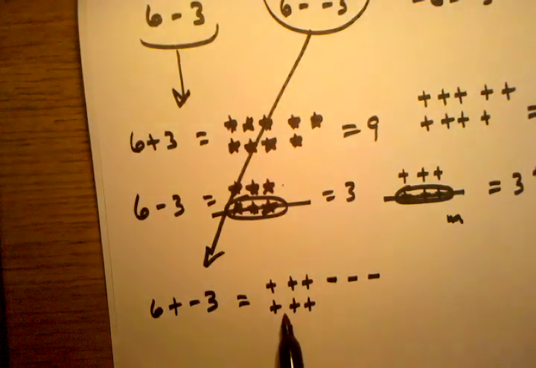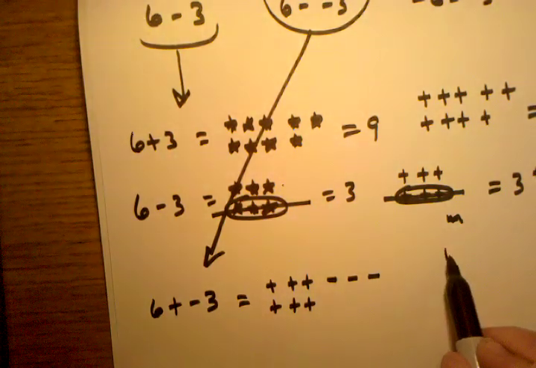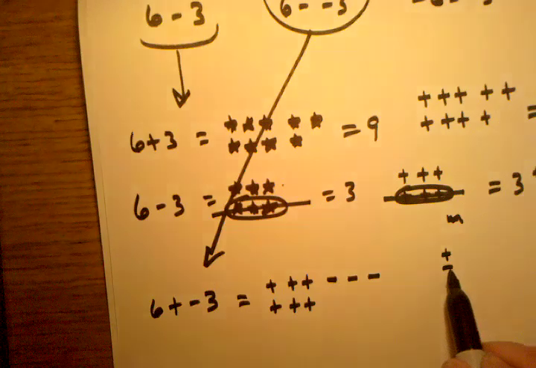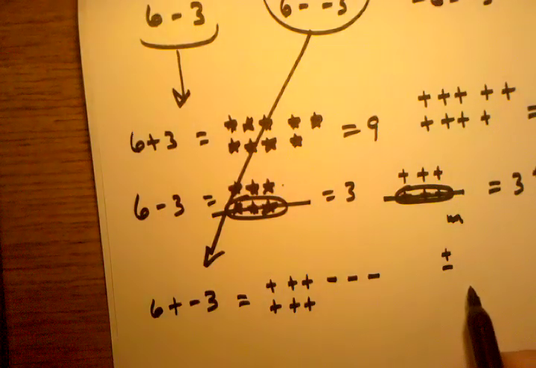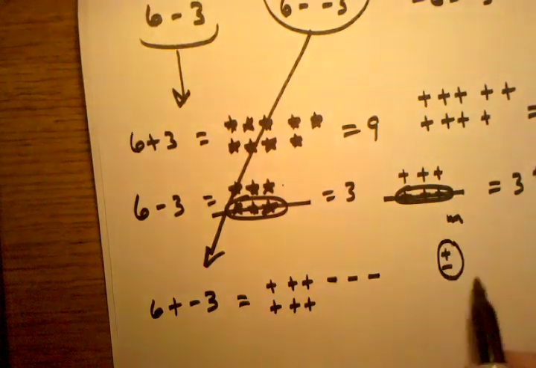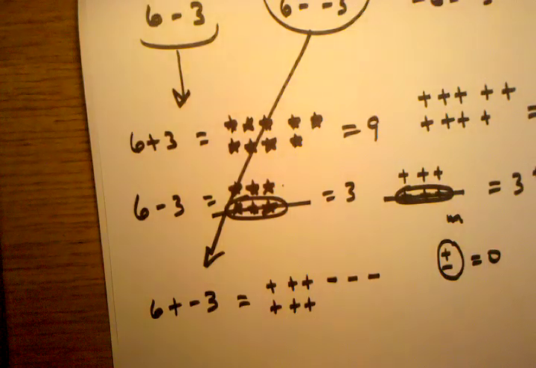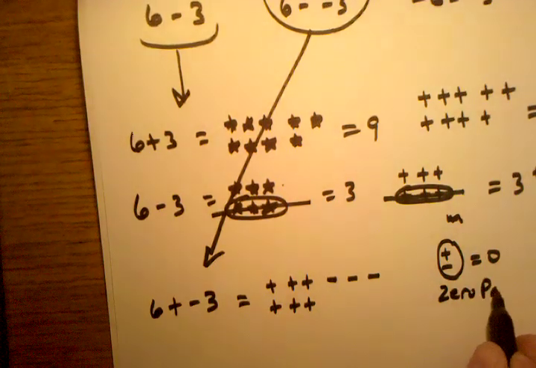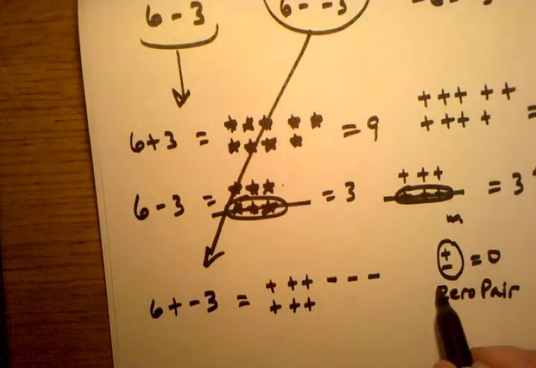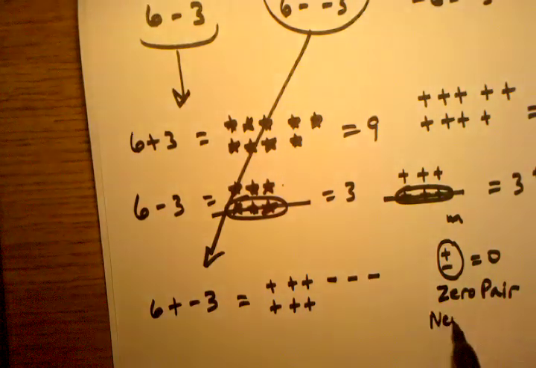Now, one thing about positive and negative signs is that whenever you have one positive sign and one negative sign together, this is the same thing as a positive 1 and a negative 1, which equals 0. Every positive sign put together with a negative sign cancels out, and it equals 0. There are several names for this. You can call it a zero pair, because every time you pair up 2 of them, you end up with a value of 0. Or you can call it what we called it in class, a neutral pair.